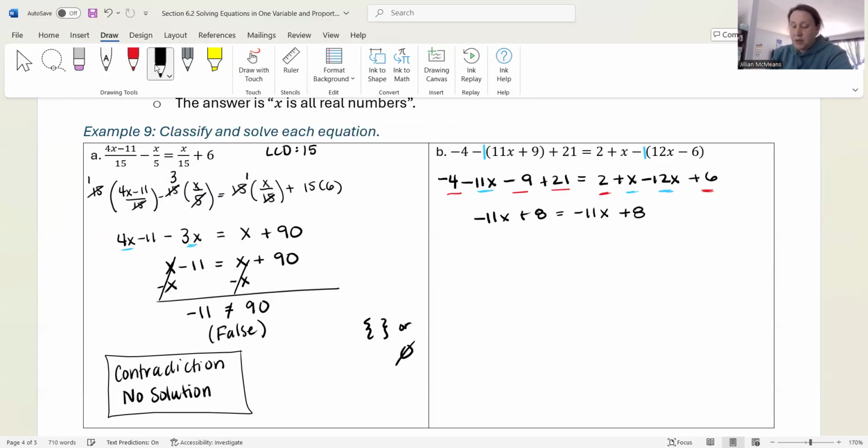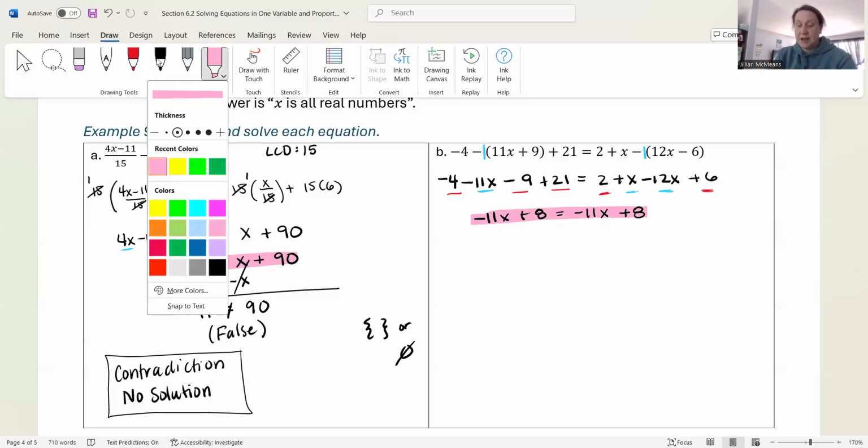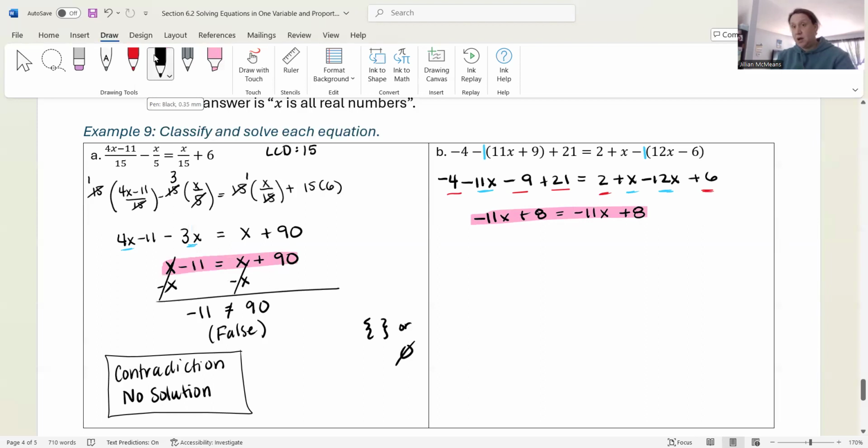At this point, you can tell that you're going to have either a contradiction or an identity. So let me kind of highlight where you can tell. At this point over here, you could tell you were going to have a contradiction. And at this point right here, you can tell you're going to have an identity because the variables match exactly. And then the constants are either going to be the same or they're going to be different.